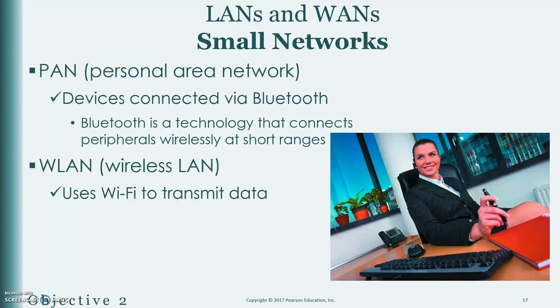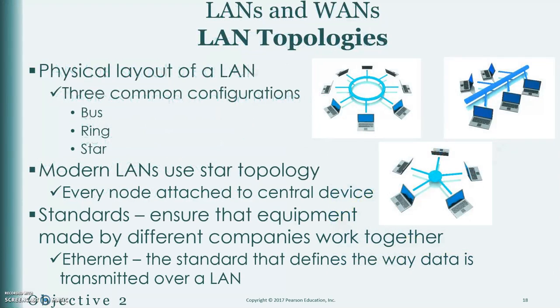A WLAN, or a wireless local area network, uses Wi-Fi to transmit data. Wi-Fi has a much larger range, higher speeds, better security, and supports more devices than Bluetooth. The physical layout of a LAN is called its topology.